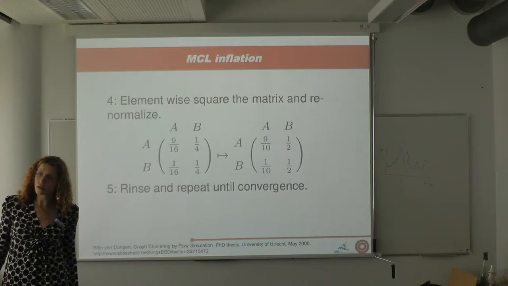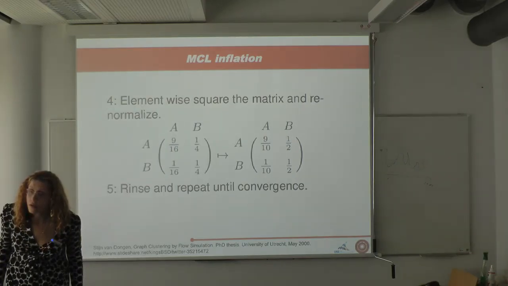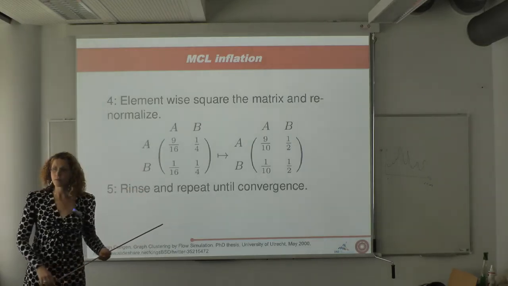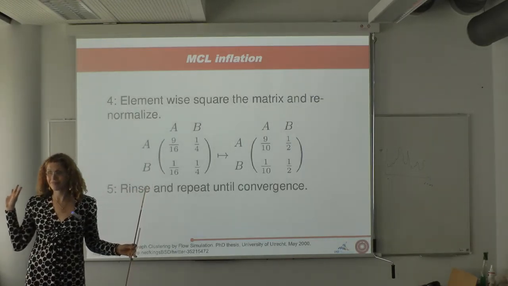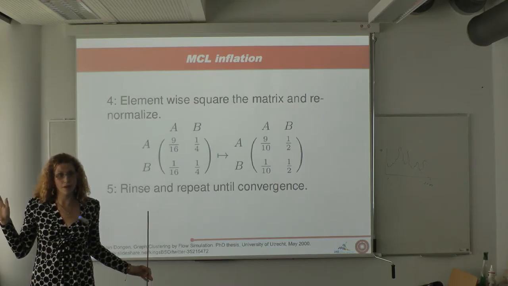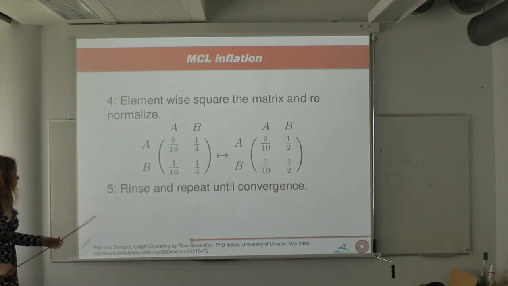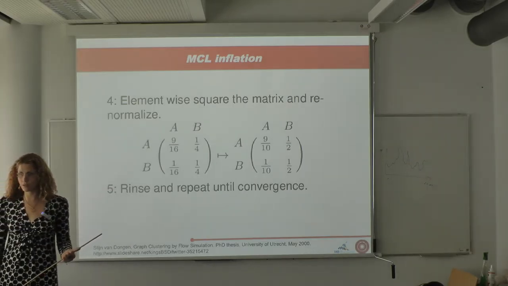Sorry? How do we renormalize? How exactly do we renormalize after squaring? Renormalize, the column has to be one. It's still a probability. So you just normalize to one, everything. Okay? All right. So you do this until convergence.